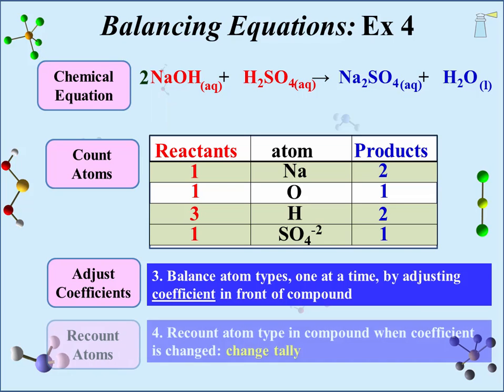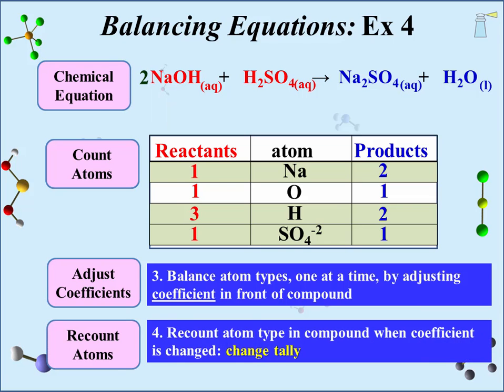Changing the coefficient means recounting the atom types in that compound on that side of the reaction. There are 3 different atom types in the sodium hydroxide. The purpose of the 2 coefficient was to get the count on the sodium to be 2. Both the oxygen and the hydrogen have implied subscripts of 1. Multiplying 1 times the coefficient gives 2 oxygens and 2 hydrogens from this compound. That gives a count for oxygen of 2. It's a bit more complicated for the hydrogen.